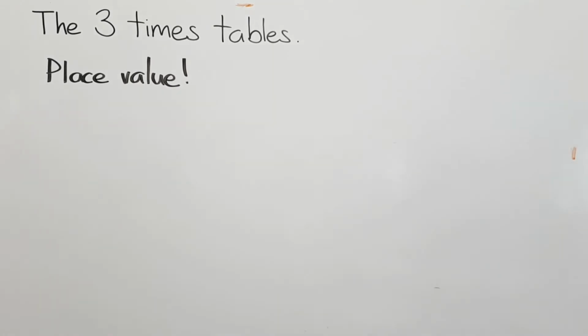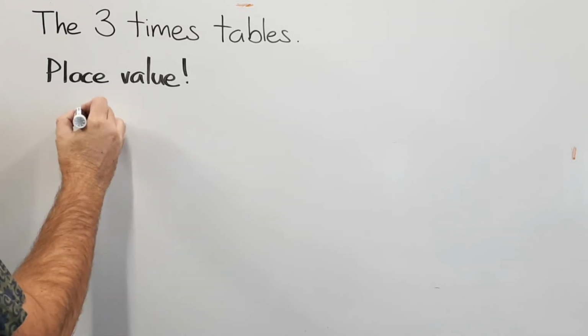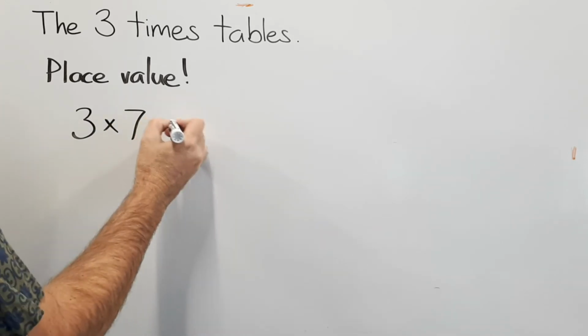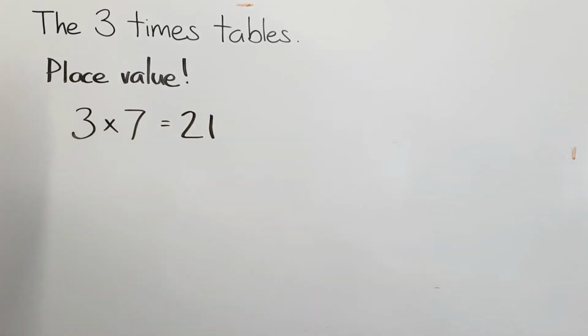Okay, the next little thing you can do with the 3 times table or any other times table is to use place value to help you. Once you know your basic facts, say you have a basic one like 3 times 7 or 7 times 3 equals 21.